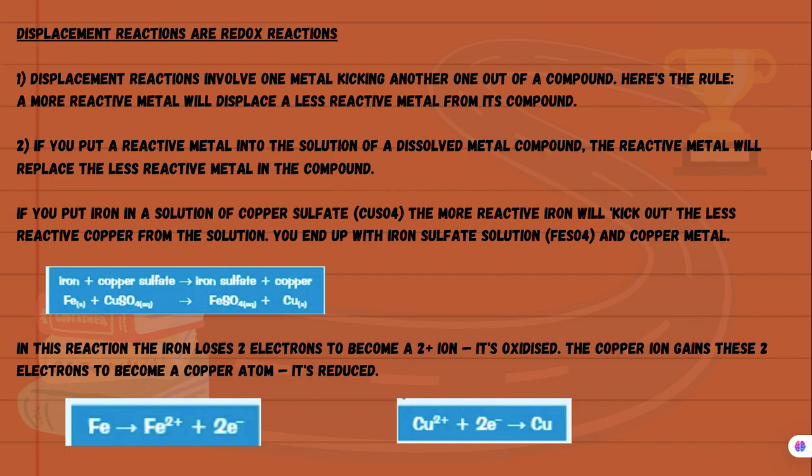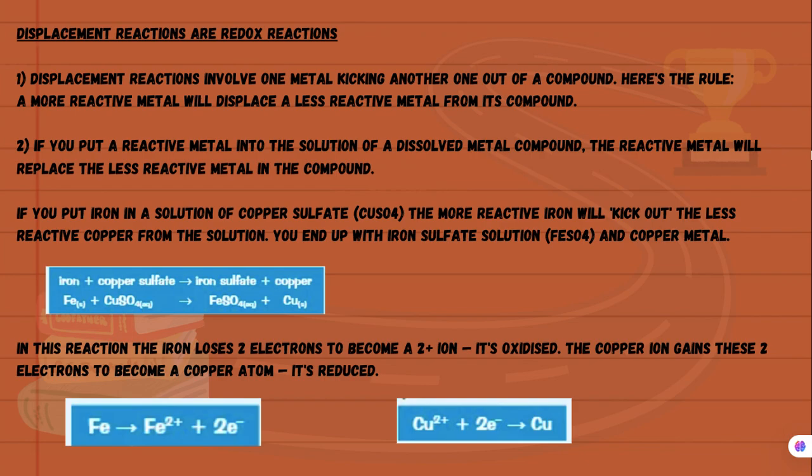Displacement reactions are redox reactions. Displacement reactions involve one metal kicking another one out of a compound. Here's the rule: a more reactive metal will displace a less reactive metal from its compound. If you put a reactive metal into the solution of a dissolved metal compound, the reactive metal will replace the less reactive metal in the compound.